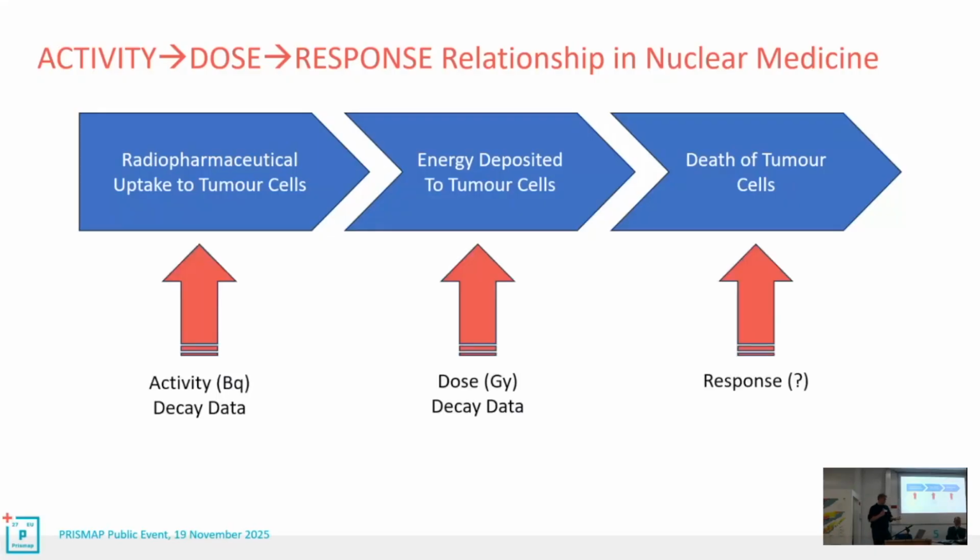So at the beginning, we have the activity of the radiopharmaceutical, the radionuclide in that radiopharmaceutical, the decay data of that, so they're important components. So that's talking about the Becquerel at this point. And then we have dose, that's the energy deposit to that tumor cell. And again, decay data comes in there as well. So those are at least straight away four areas of data that you need for following through this activity dose response. And then finally you have that response.